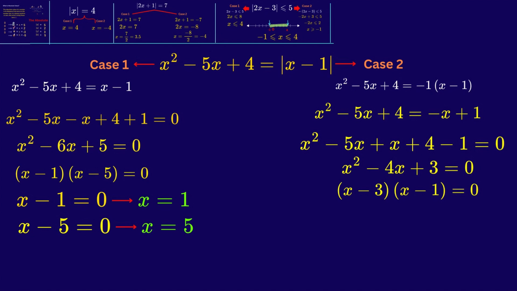Now let's find what each x is equal to. From the first bracket, we will have x minus 1 is equal to 0, which will give us x is equal to 1. And from the second bracket, we will have x minus 3 is equal to 0, which will give us x is equal to 3.